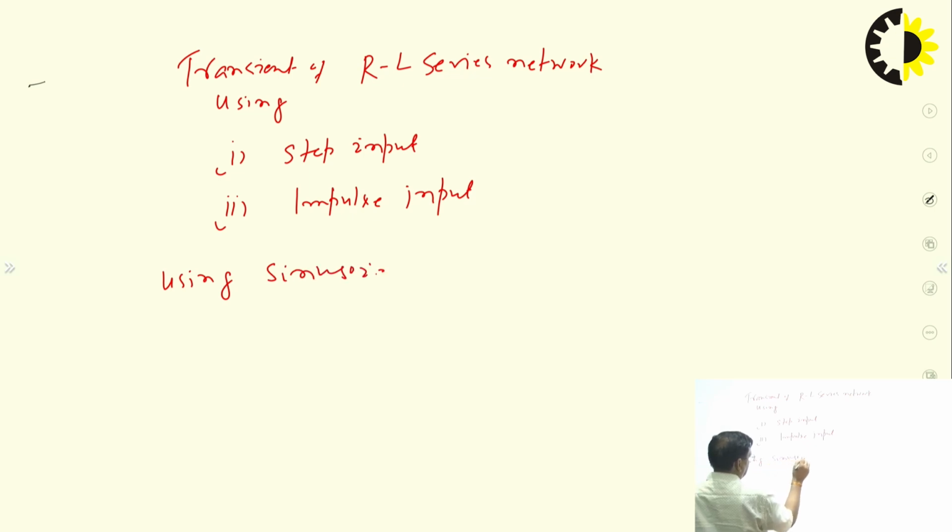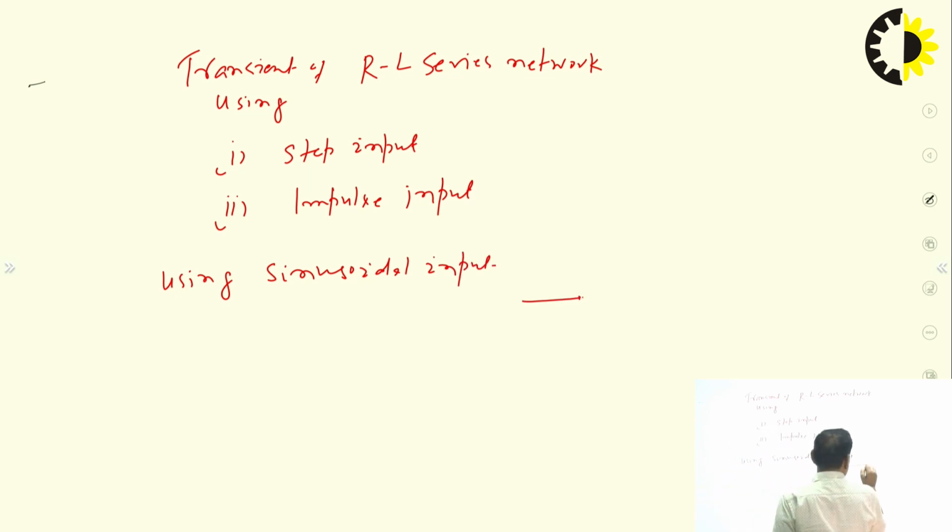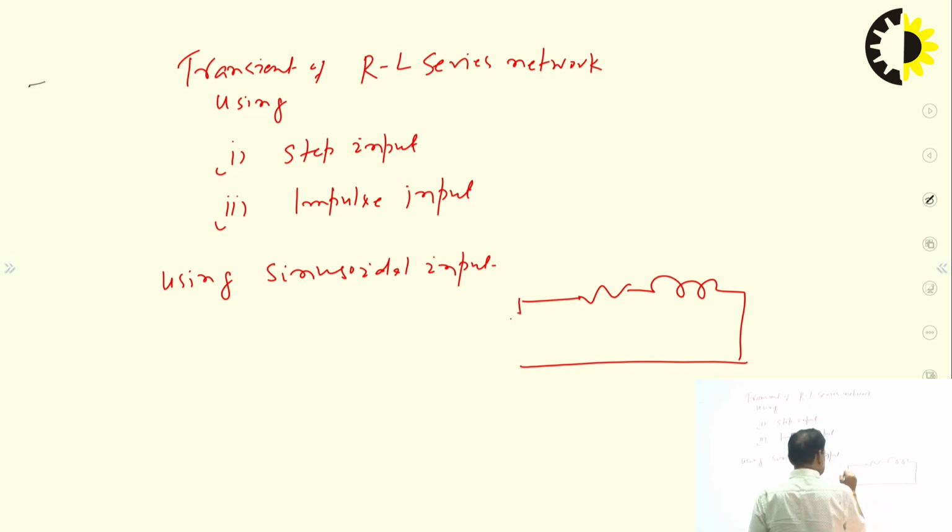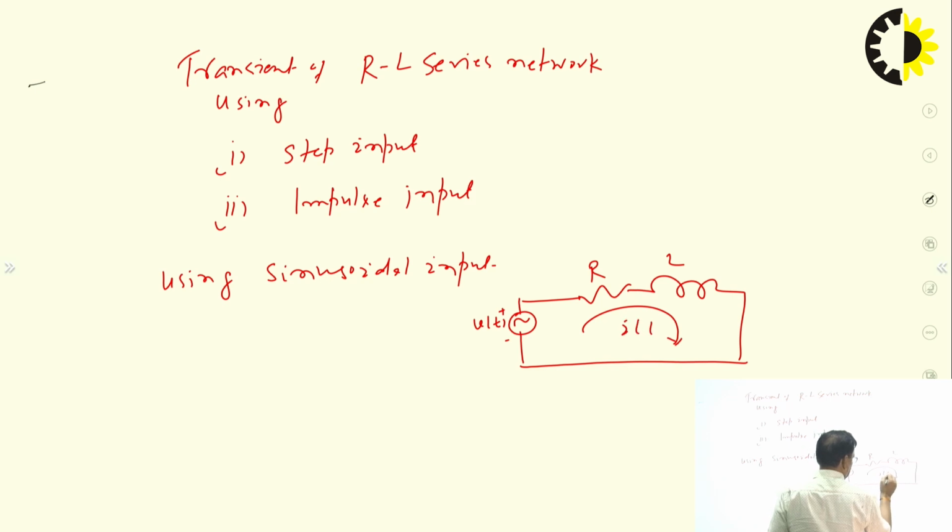So, suppose an RL series circuit is given and the input is sinusoidal. This is your R, this is your i(t). What is the behavior of the RL network when the input is sinusoidal? That is what I am going to discuss today.